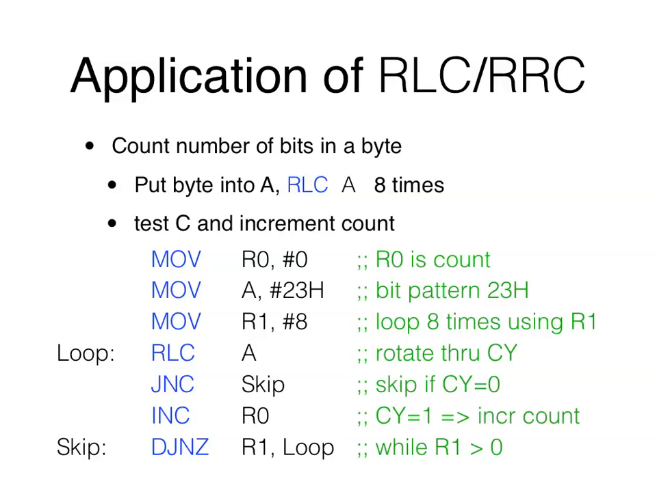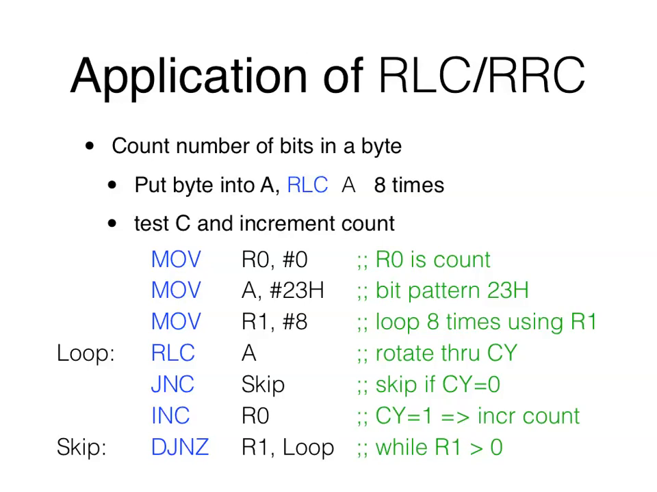Then it does JNC, jump if the carry bit is 0. That means it does not increment if it's 0. Otherwise, it falls through and increments. In either case, you skip to DJNZ. Remember that? Decrement, jump if not 0. So decrement the count, which is R1, and jump back to the loop if it's not 0. So it rotates through carry, you test carry each time, and this is how you can count the number of ones in the byte.